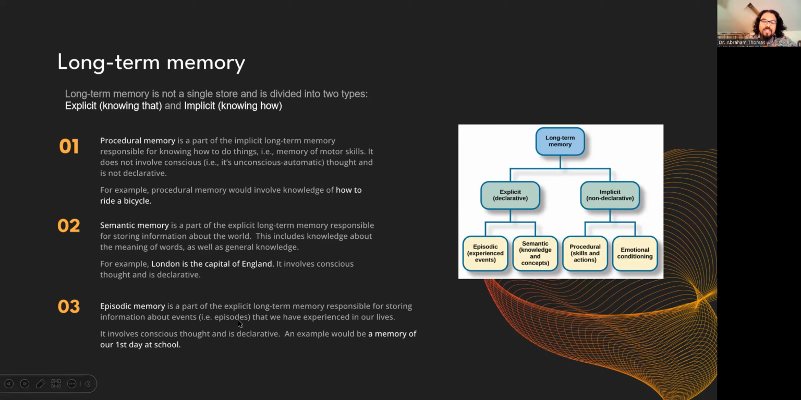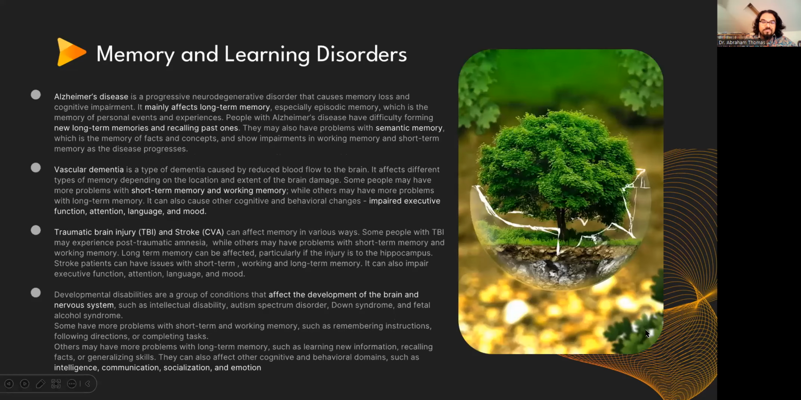Episodic memory is a part of the explicit long-term memory responsible for storing information about events, specific episodes in time that we have experienced in our lives. Involves conscious thought and is declarative. An example would be a memory of our first day of school. And I'm sure we all have memories just as important as that. So here are some examples of memory and learning disorders.